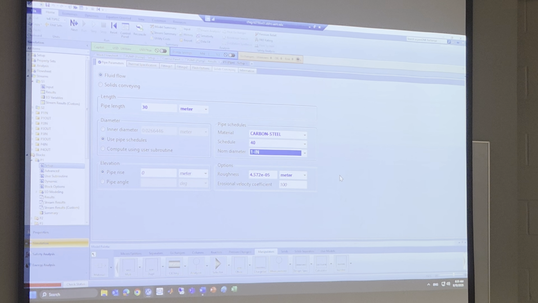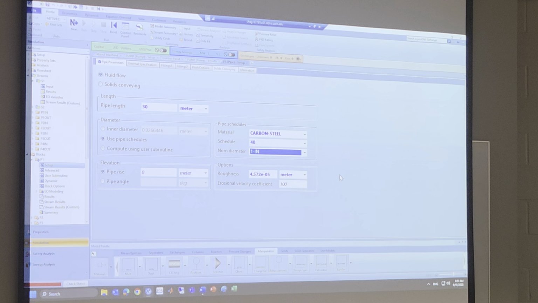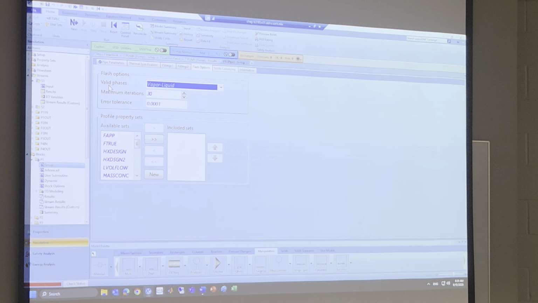Schedule 40. We are dealing with pressure changes, and I told you to check one thing. Whenever you are dealing with pressure changes, check the flash options. Check the valid phases. Right now it's vapor-liquid. Can you pump vapor? No. That's why we try to avoid cavitation. So we don't pump vapor. You choose liquid only, water.